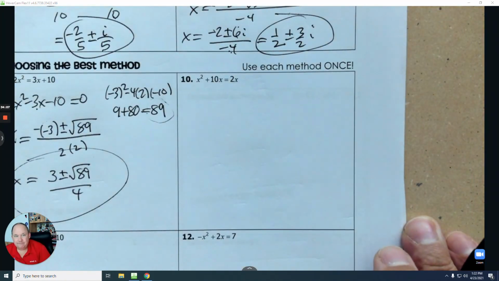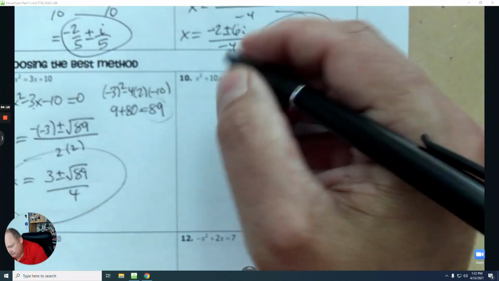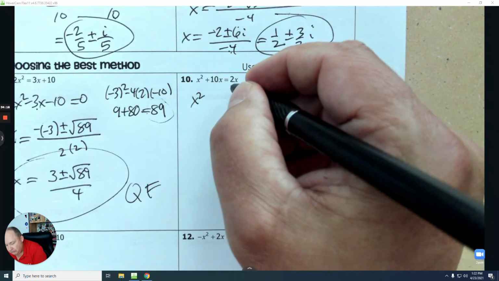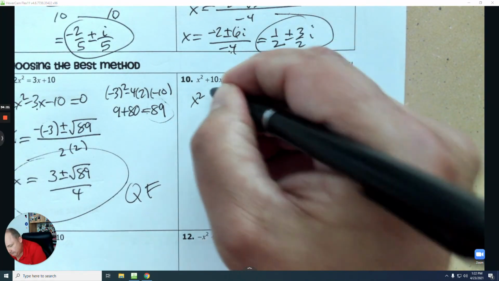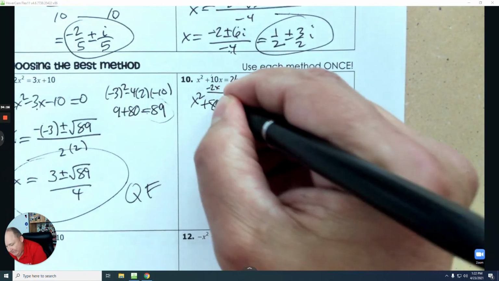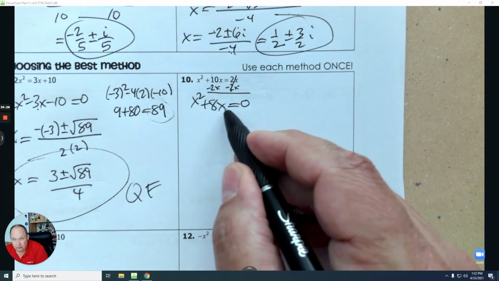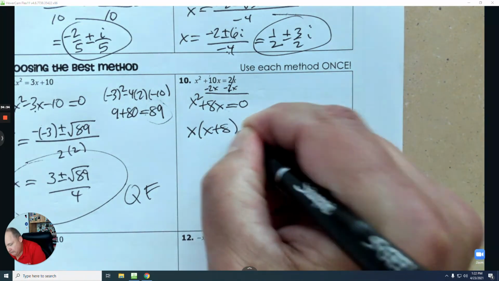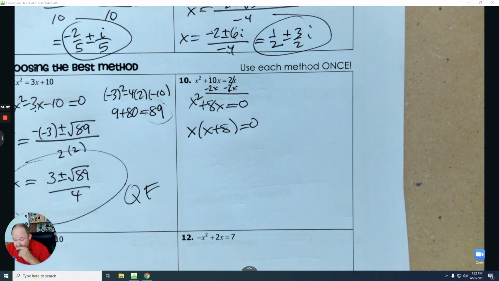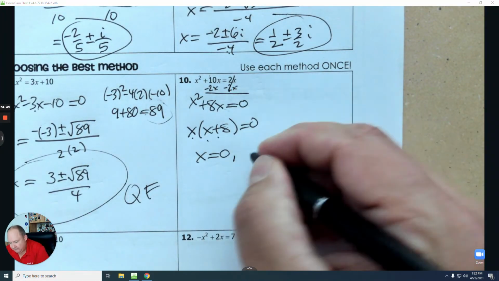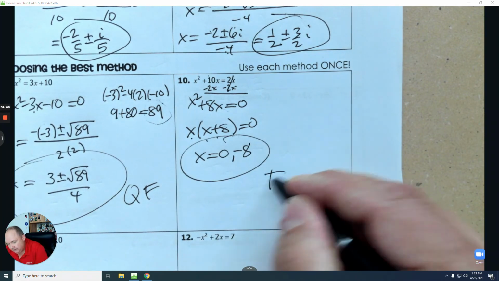Number 10. I want to make it equal to 0. So we use the quadratic formula, just so you know, for this one. To make it equal to 0, we're going to subtract 2x. So when I subtract 2x, 10 take away 2 is 8. That is a linear term, so we can't use the square root method, so we're going to factor. We're going to factor out an x. It's not a trinomial, so I don't need a diamond. X by itself, the answer is 0. X plus 8, the answer is negative 8, and I have the two answers, and I factored there.